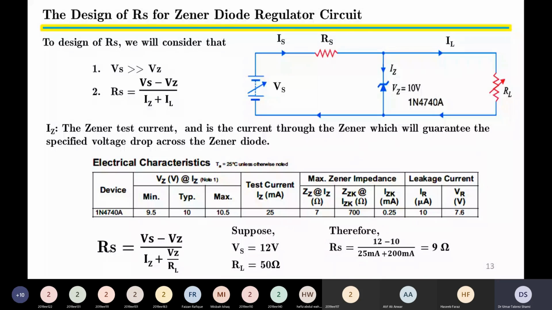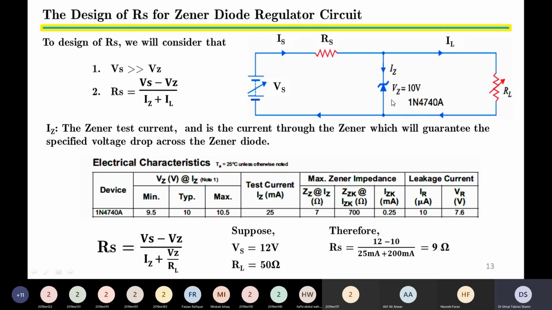Now we are coming to today's lecture, that is to design the series resistance RS for a Zener diode regulator circuit. First, let us look at the diagram. The diagram consists of a variable power supply Vs. Then there is the series resistance RS. This series resistance RS we have to design. Then after the series resistance RS is the Zener diode itself.